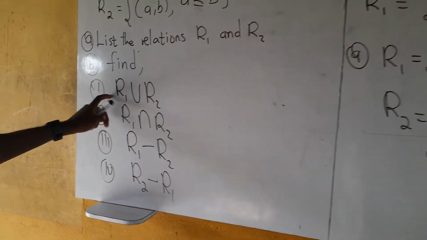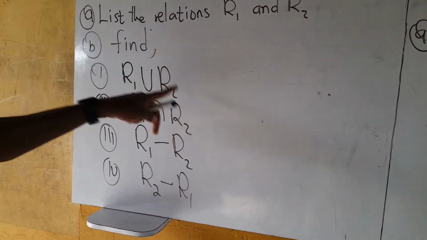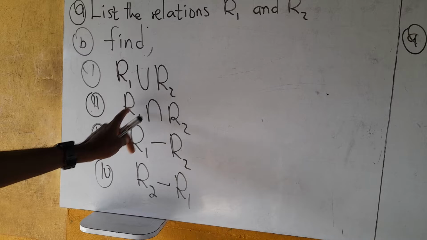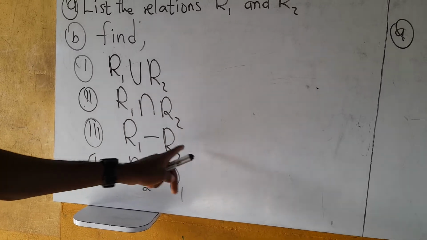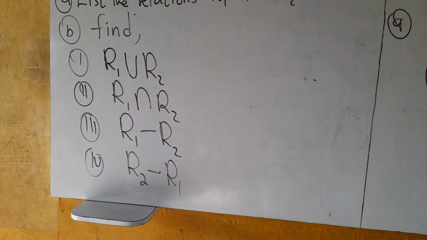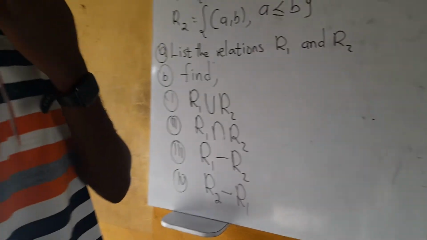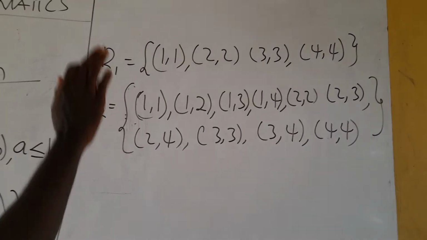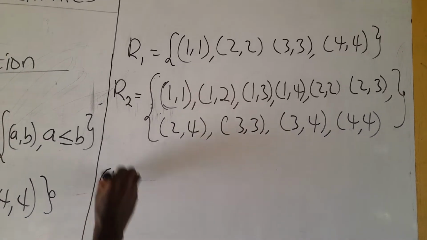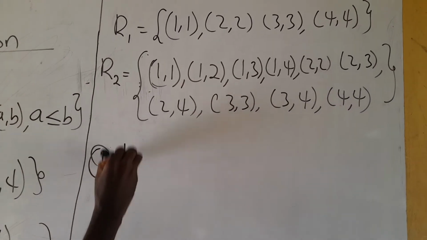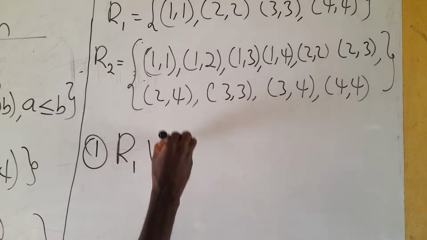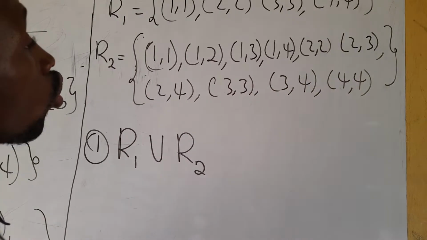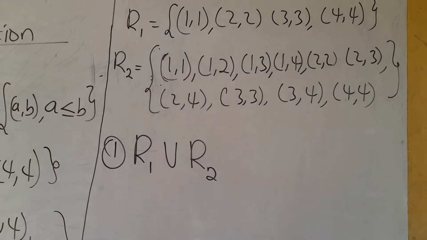So now we answer our question. So we should find R1 intersection R2, union R2. R1 intersection R2. R1 difference R2. Then R2 difference R1. So, since we have found R1 and R2, we can answer our question. The first one says R1 union R2. So we combine the two and avoid repetition.